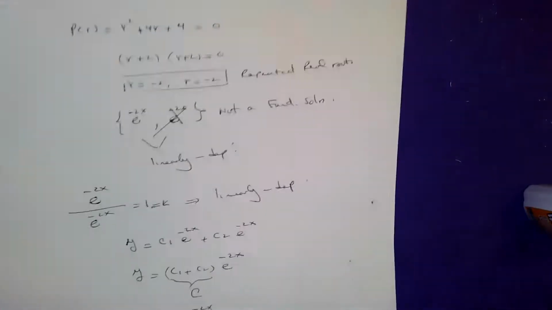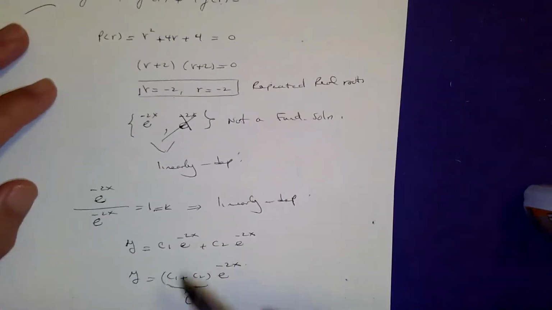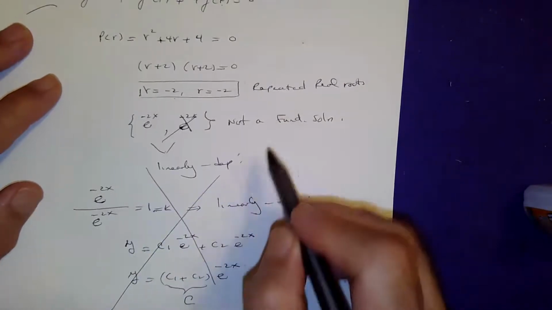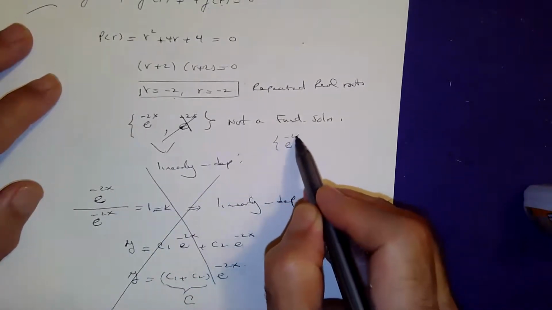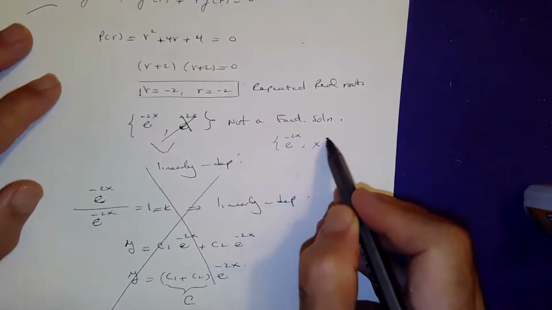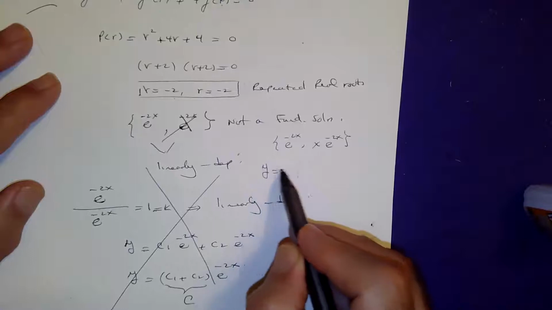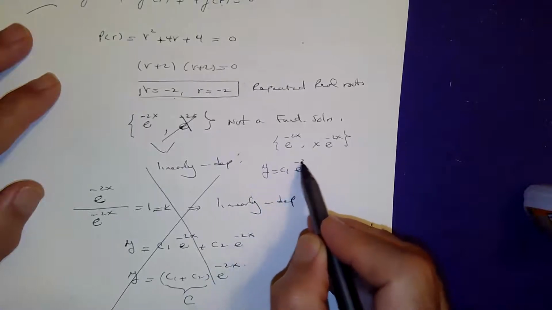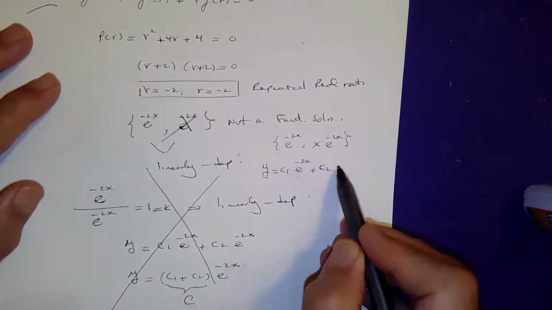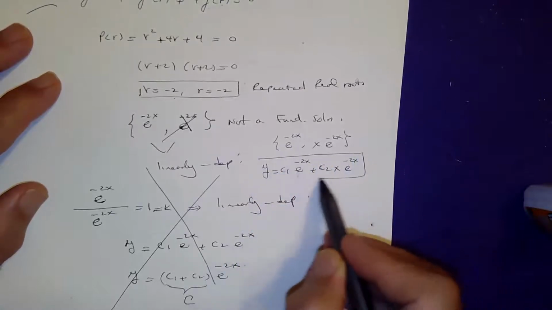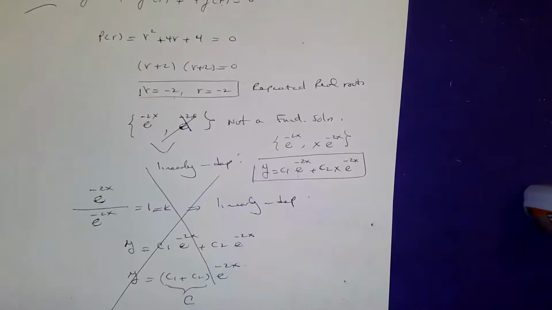So go back to the problem. So none of these are solutions. So the fundamental solution is e to the negative 2x, x times e to the negative 2x. So the general solution is C1 e to the negative 2x plus C2 x e to the negative 2x. Ladies and gentlemen, my final answer. Do we all see it?